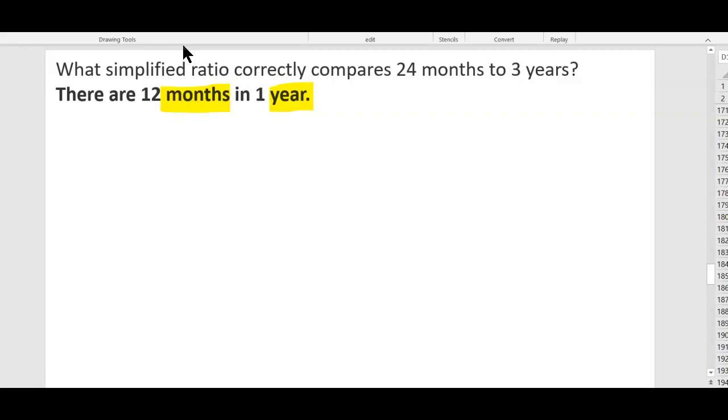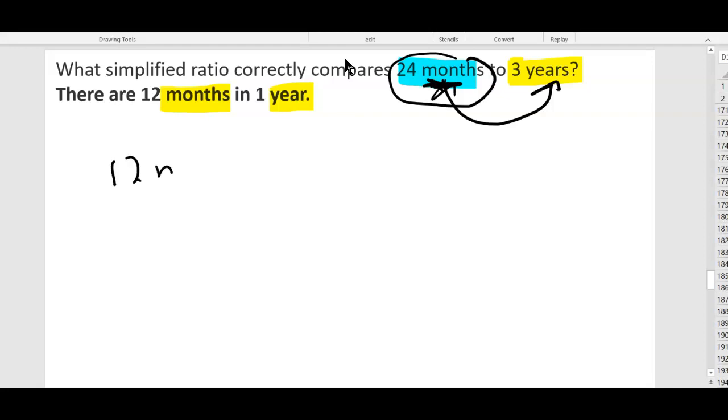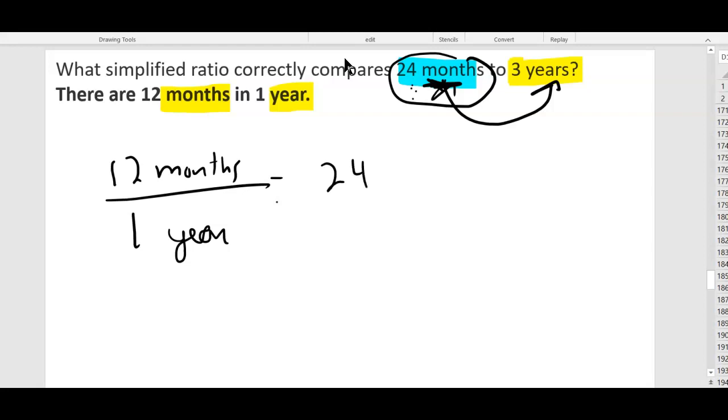Okay. My simplified ratio of 24 months to 3 years. So we need the same units. We're going to convert months to years or years to months. I think in this case, it might be easier to convert 24 months into years. But you can do it either way. Let's try it. Let's try 24 months. So 12 months is 1 year. We don't have 12 months. We have 24 months.